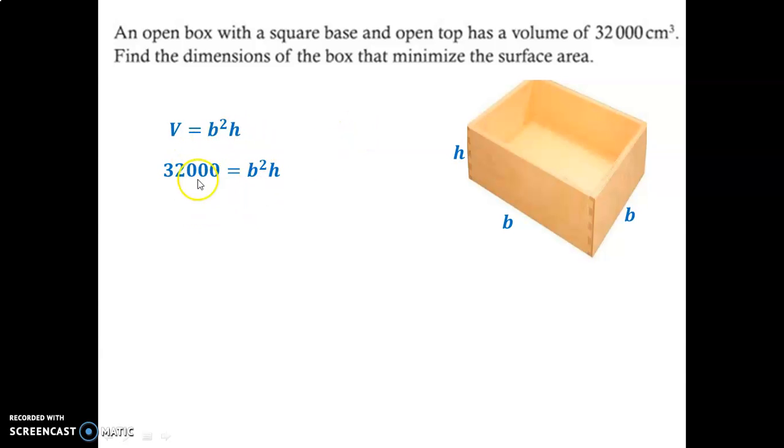So how about solving this for a variable? Which is easier to solve for, B or H? Well, certainly H is, because we can just divide by B squared here. So now I have this from this equation. Let's make one for surface area now. What would be your equation for surface area of this?